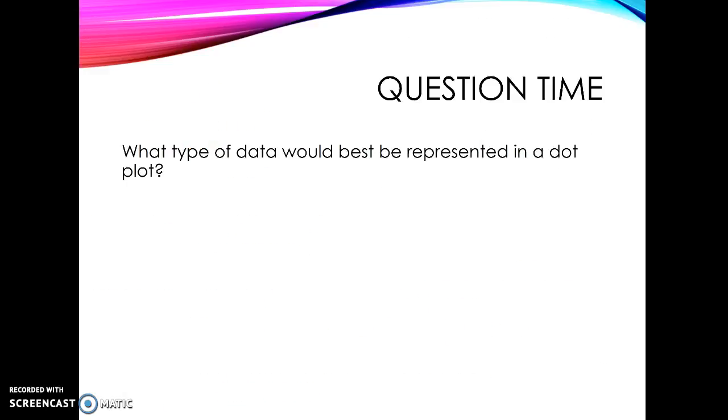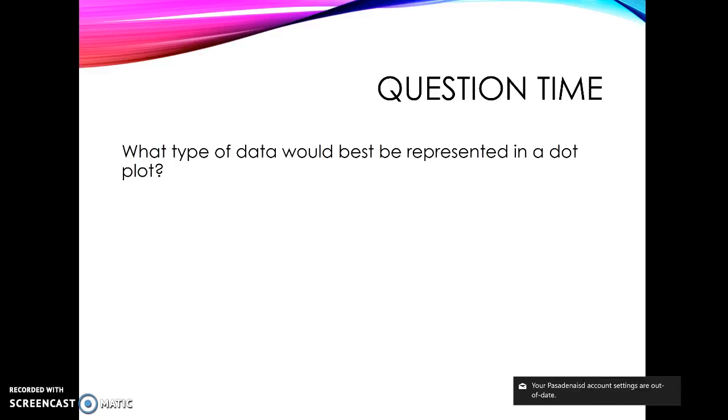Okay, so the next question I want you to think about is what type of data would best be represented in a dot plot? So obviously we haven't talked about things over time. We haven't had percentages on our dots. So it really just represents quantitative data, right? Numbers, numbers of siblings, heights, things that can be put in categories with numbers and represented by dots. So go ahead and contemplate on that. Think about any other dot plots that you've seen.